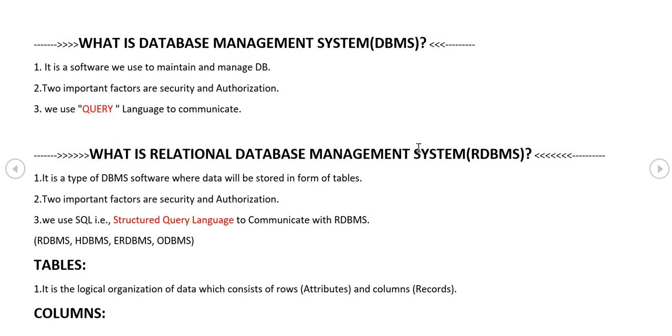Coming to relational database management system. It is also a type of DBMS software. As I said, DBMS is a software. This RDBMS is also software. Like that, we have many softwares: RDBMS, HDBMS, ERDBMS, and ODBMS. So RDBMS is also a type of software which is used to maintain and manage database. Same for the security and authorization.